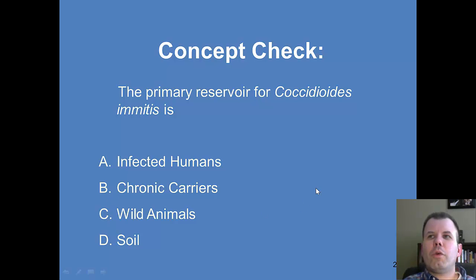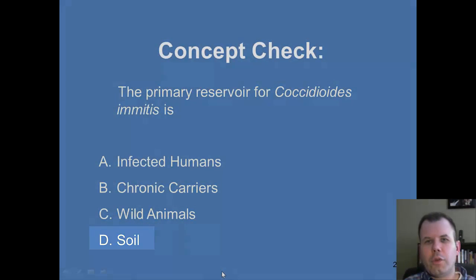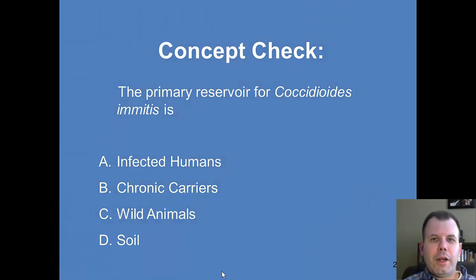So the primary reservoir for these fungal infections is what? Infected humans, chronic carriers, wild animals, or soil. Where are most of these spores found in the environment? You said soil, you are correct. So it is the soil in this situation. So again, messing with the soil, digging it up, releases the spores in the air. You breathe in those spores, and then you get sick. And that's the true pathogen way. Breathe it in and it can cause lung infections. And again, not the most common thing in the world, but you just have to be in the right place at the right time, breathe enough of these spores in, and then get sick with these things.